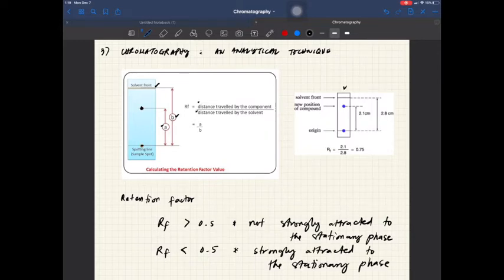The other photo shows a definite example for the calculation of RF. Suppose the distance traveled by the solvent is 2.8 centimeters and the distance traveled by the analyte is 2.1 centimeters. If you calculate this, 2.1 divided by 2.8 is equal to 0.75. This means that the analyte is not so strongly attracted to the stationary phase.